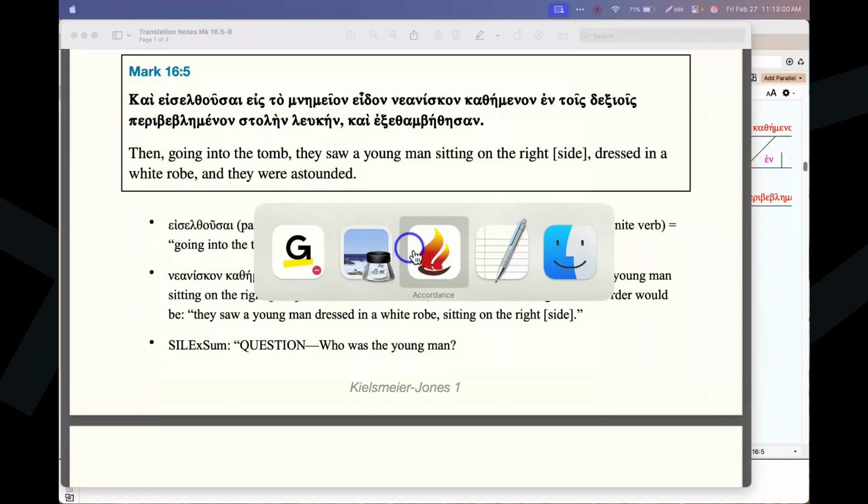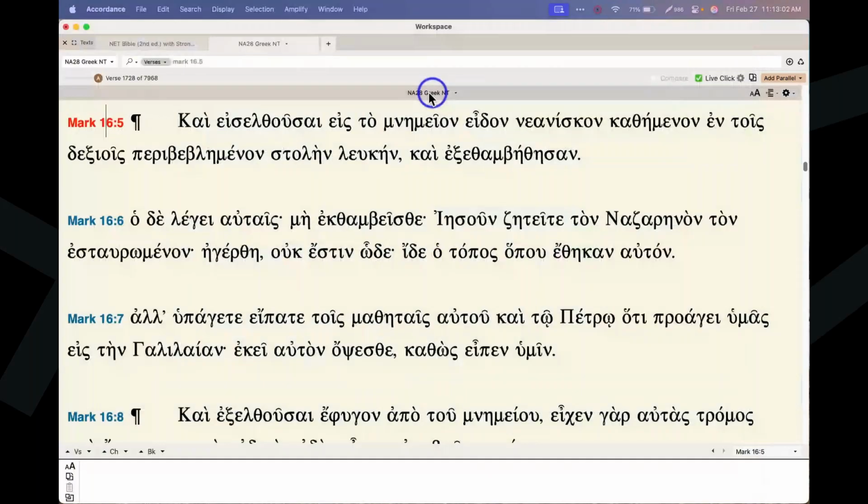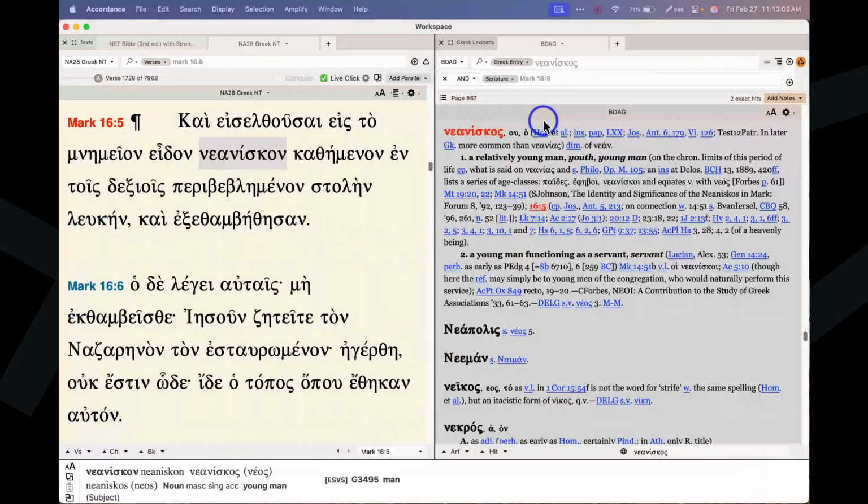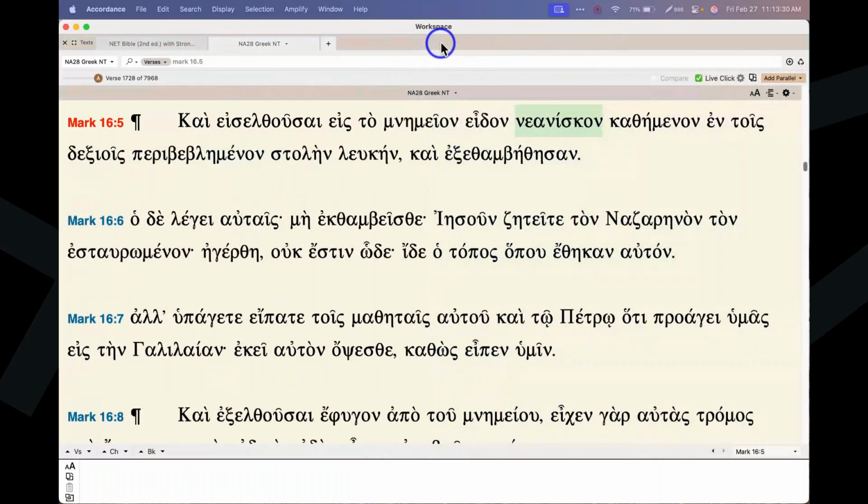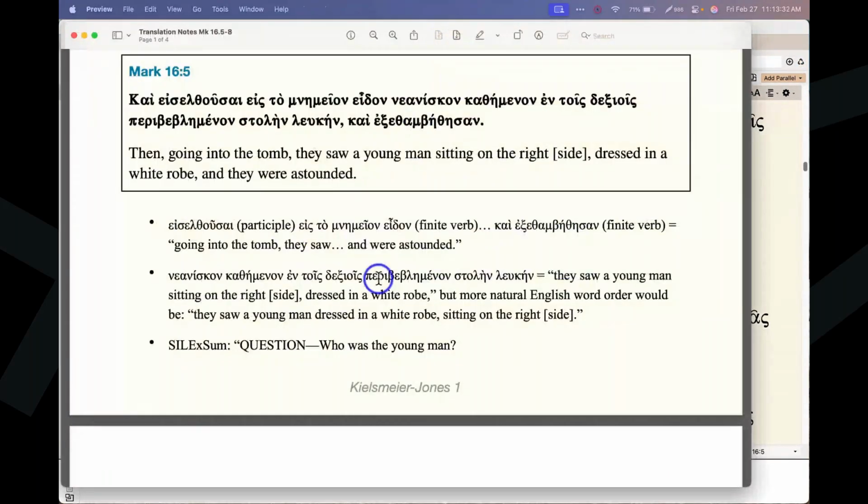And we can triple click that word to find it in our default Greek lexicon: a relatively young man, a youth, a young man. This doesn't say anything about his age. Young is as ambiguous potentially in English as it is in Greek, so I think that's just a great translation. One person's young is another person's old, but he's a young man. All right, so that part's easy enough, I think. But who is he and what is he doing there? That's maybe a little harder question.